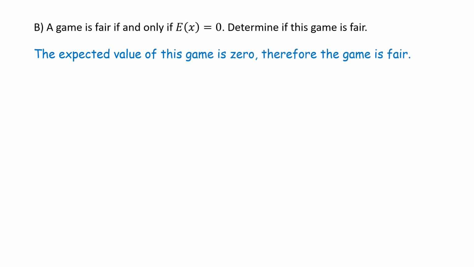Part B. A game is fair if and only if the expected value equals 0. Determine if this game is fair. Well, the expected value of this game is 0, therefore the game is fair.